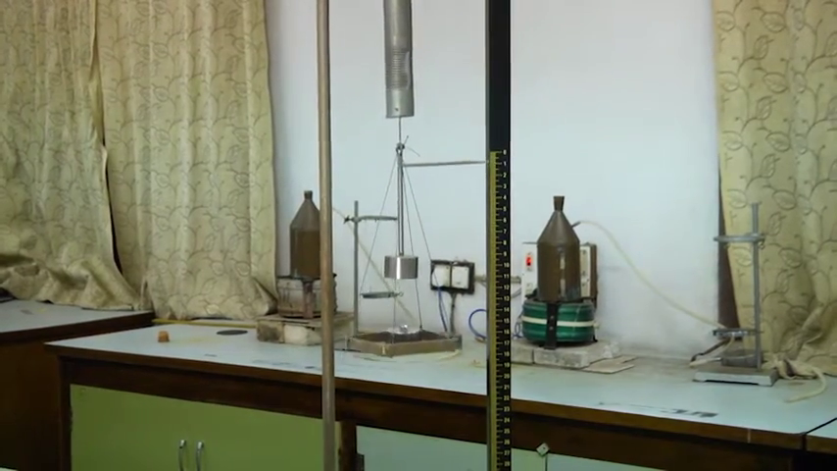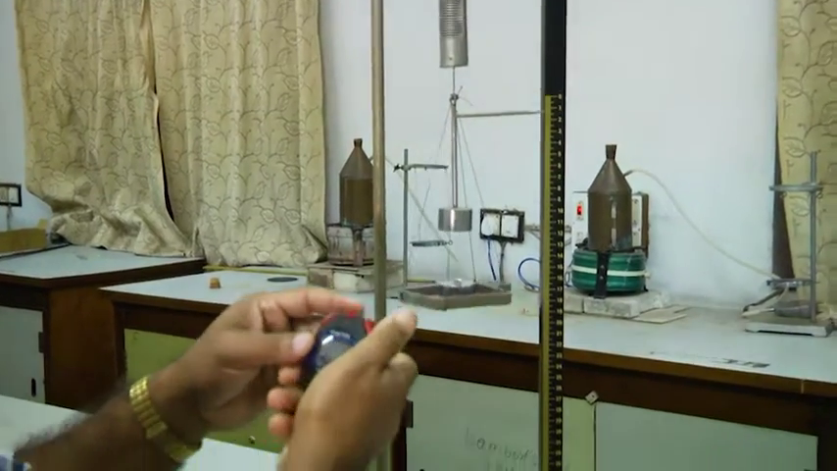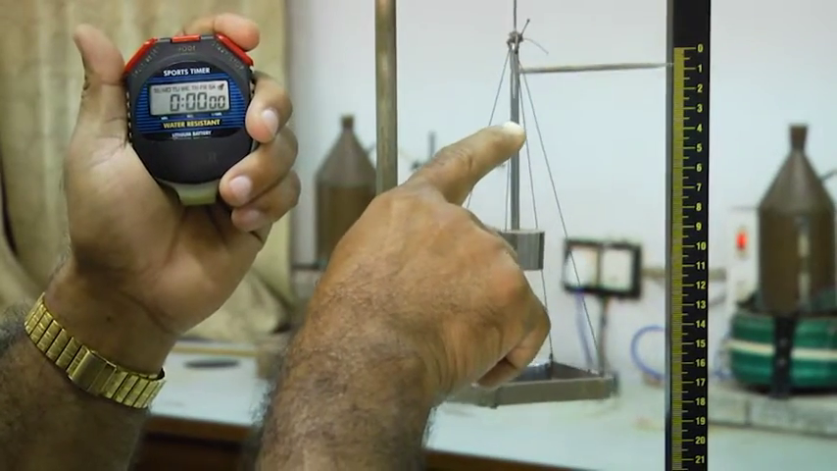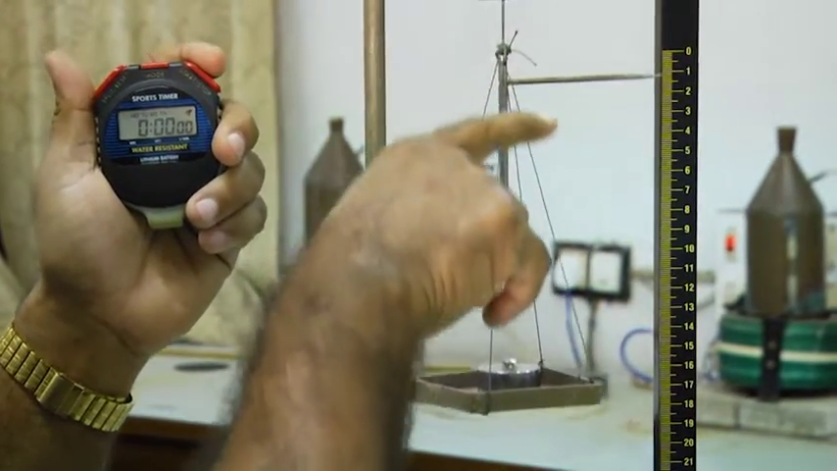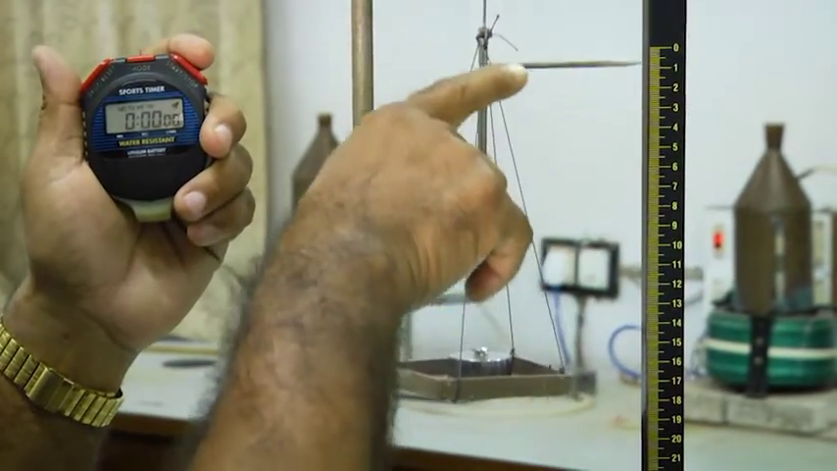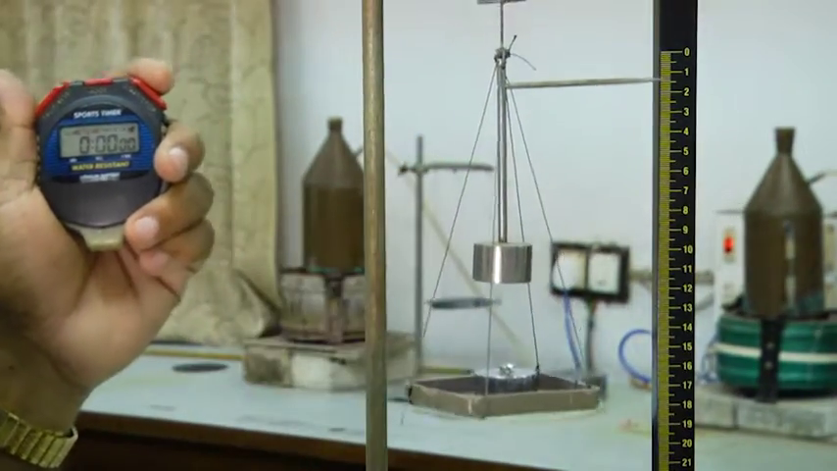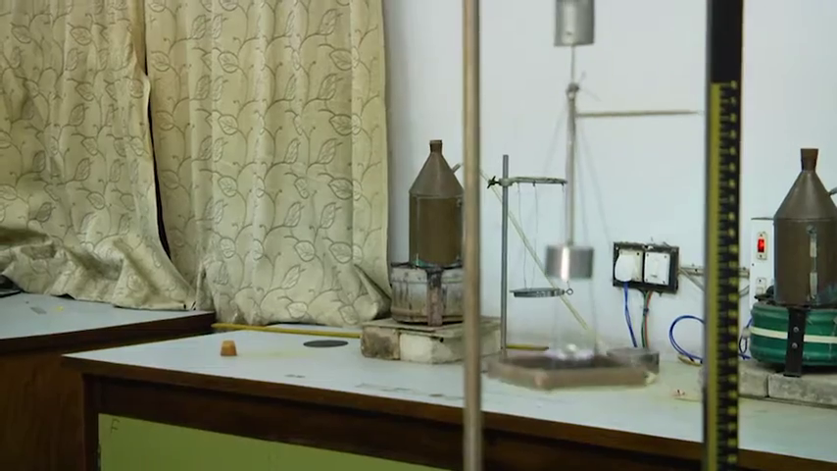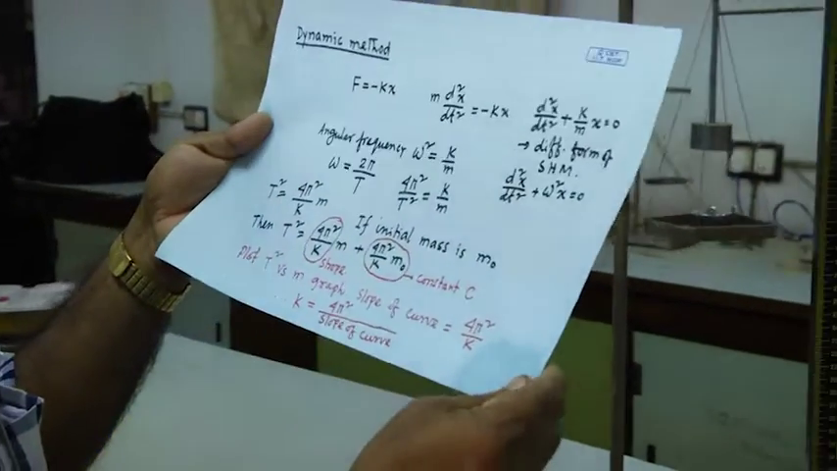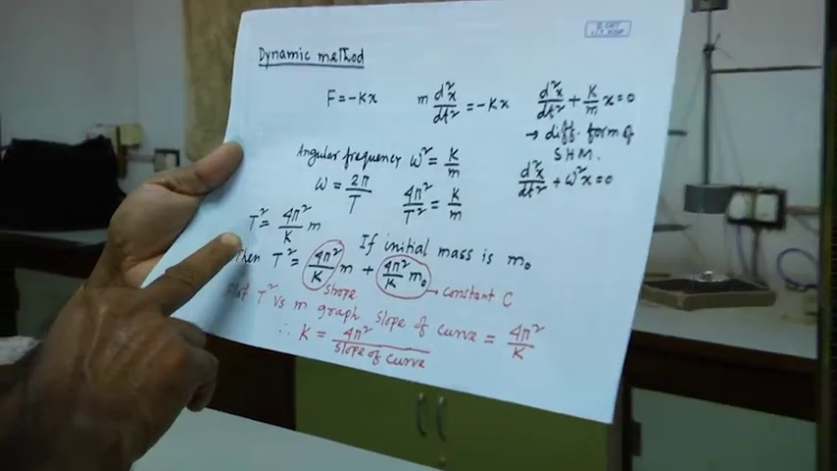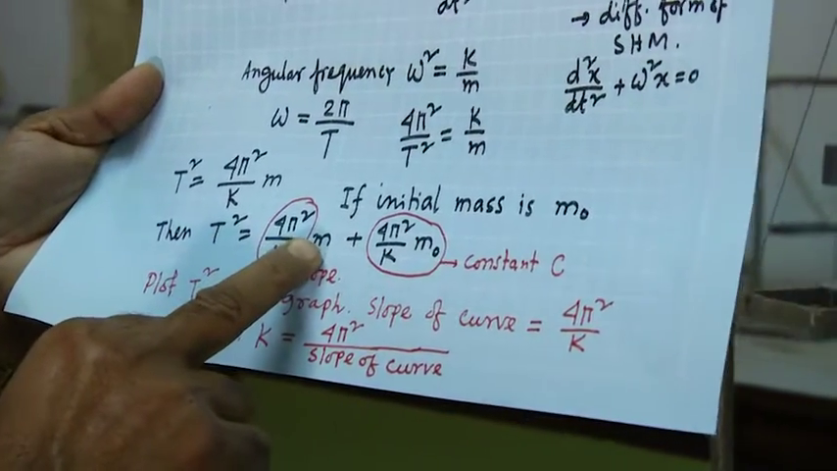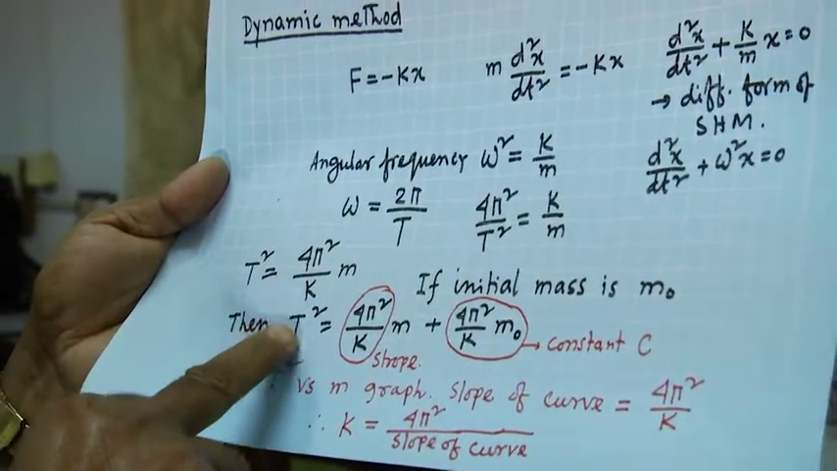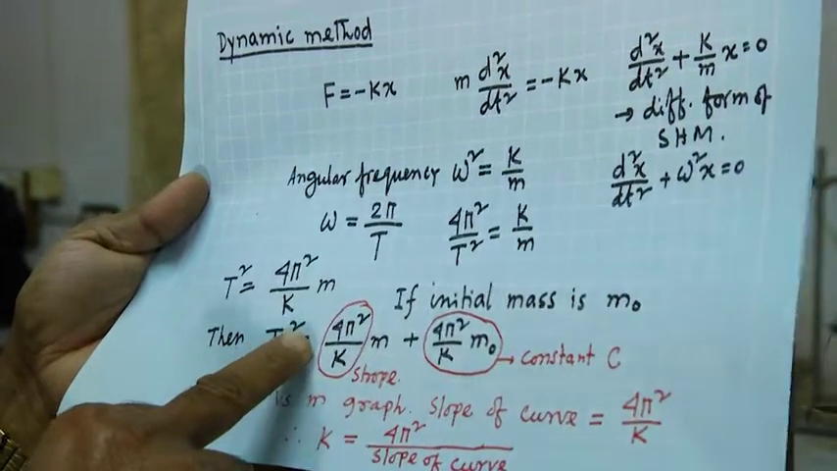Now I have to measure the time period. So, in a convenient way I will start it. Okay. It is very difficult to measure because it is too fast, but you remember the relation between the time period and the mass: the square of the time period is basically proportional to the mass.